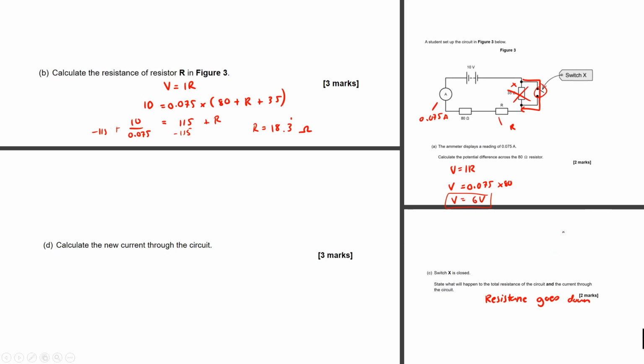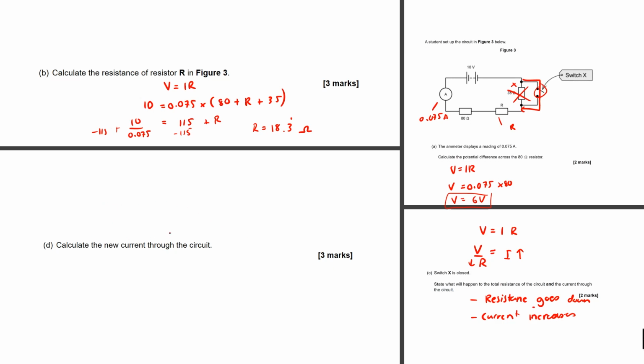And because the resistance goes down, what happens to the current? If we use our equation, V equals IR, we have I equals V over R. When the resistance goes down, the denominator reduces, so the answer would increase. The current has to increase. Therefore, the current increases.